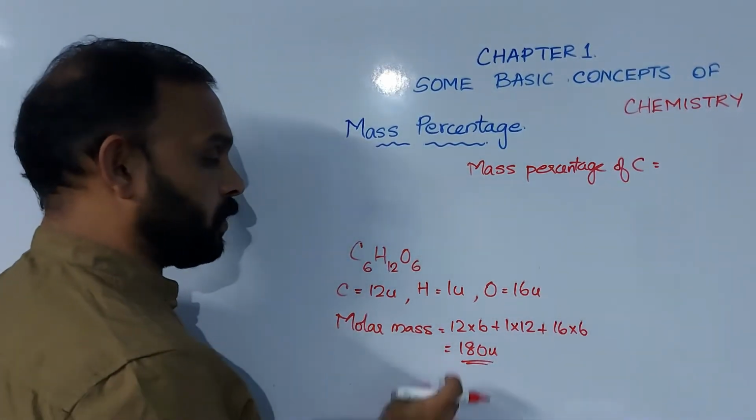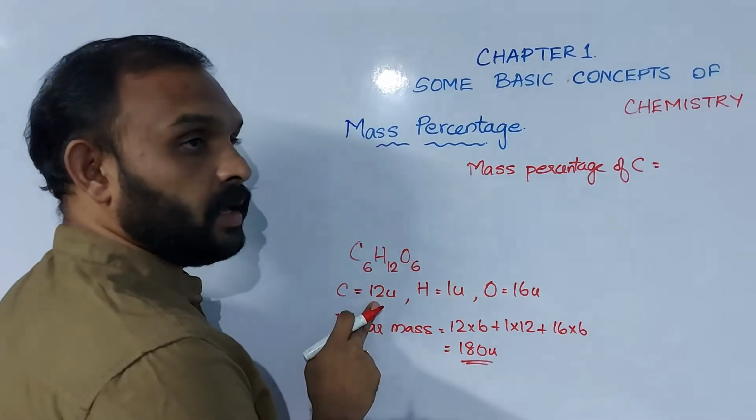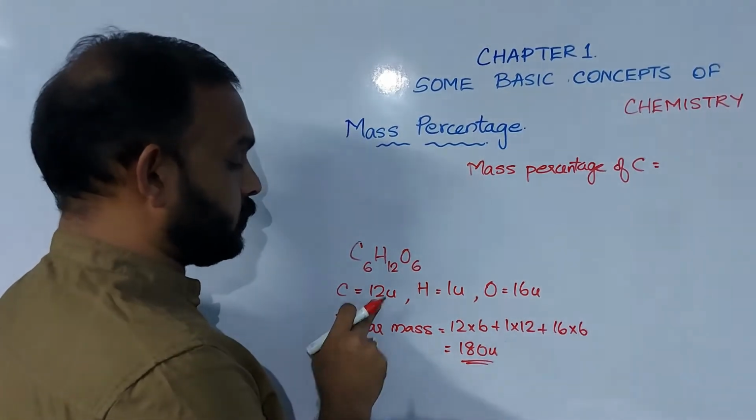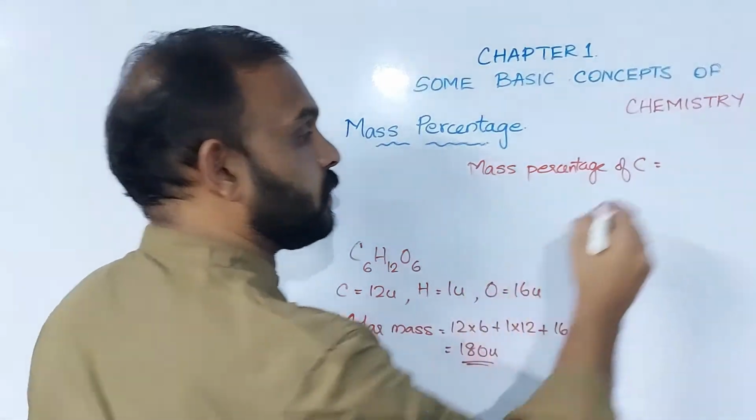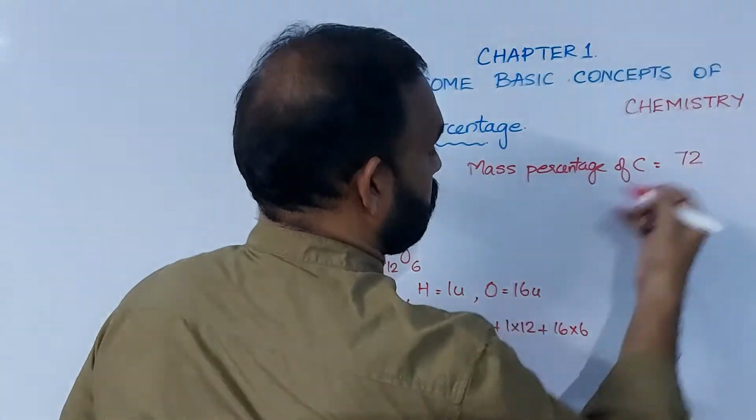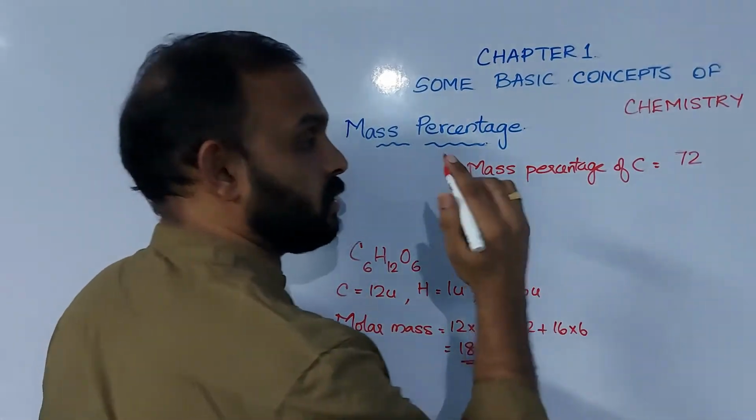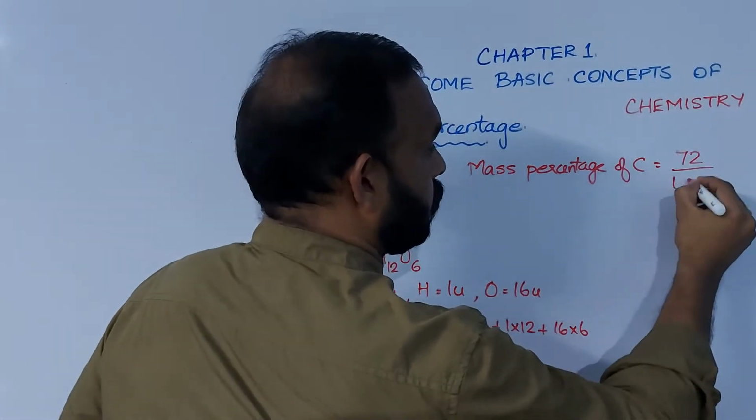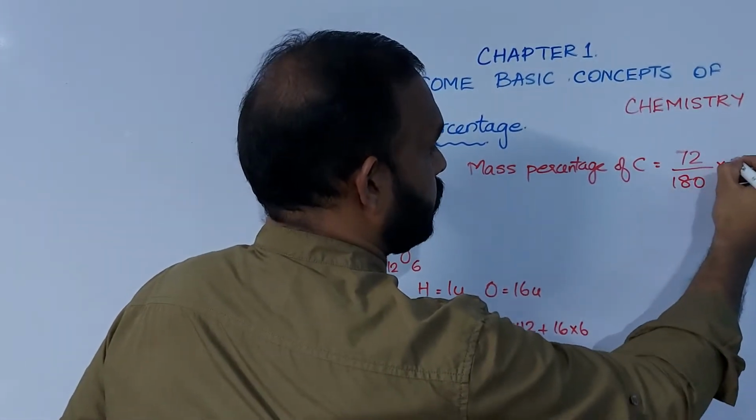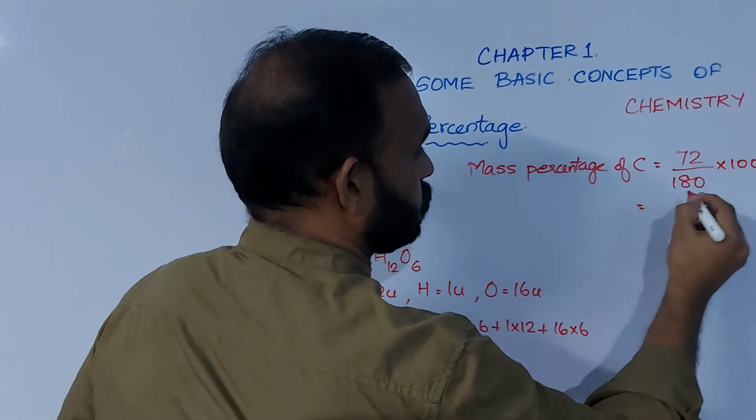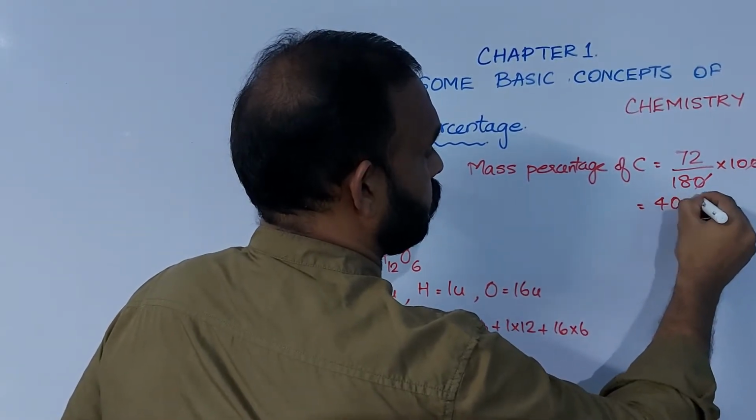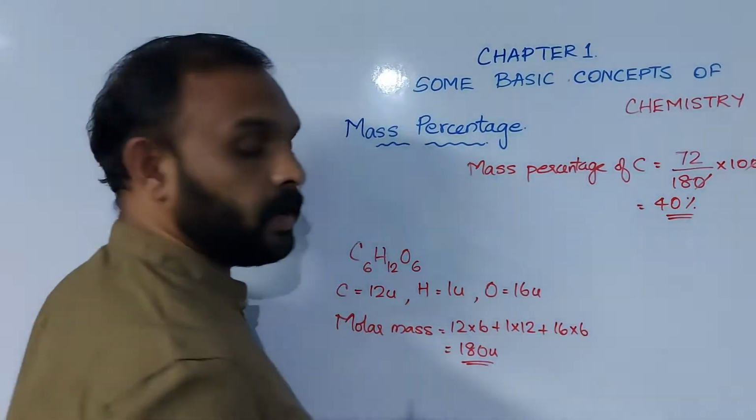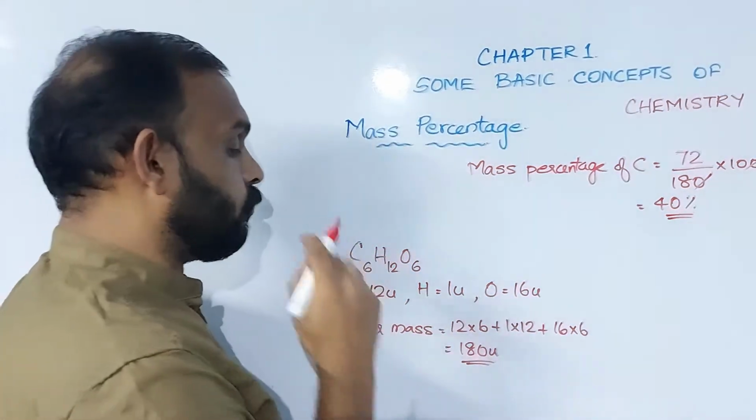So the mass percentage of carbon is equal to, how many carbon atoms are there? We have 6 carbon atoms and 12 is the atomic mass. So 12 into 6 it will come 72. So mass of the element will become 72 upon total mass of the compound 180 into 100. So this will give us 40%. Percentage of carbon is 40.